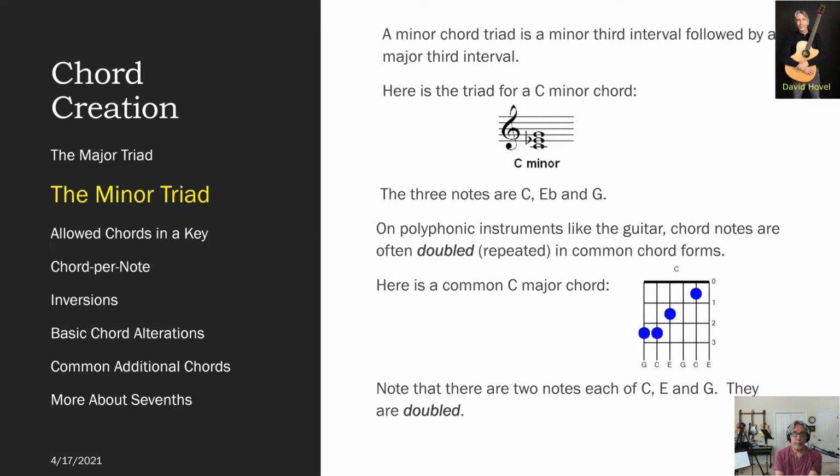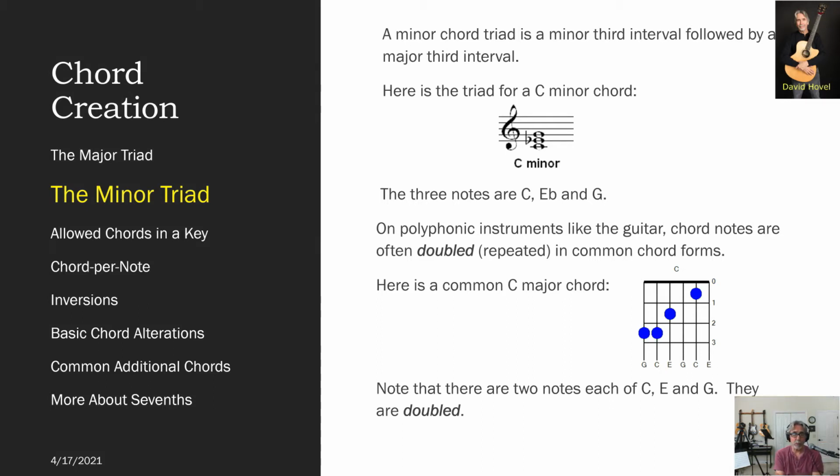So, a minor triad, again, is a minor third followed by a major third. So the triad for C minor has C, E flat, and G. And if you finger those out on the guitar, you'll see that there are 3 frets between C and E flat, and 4 frets between E flat and G. And that's what makes it minor, that first interval being just a minor third, that is to say 3 frets, versus the first interval being a major third, or 4 frets, which distinguishes major and minor.